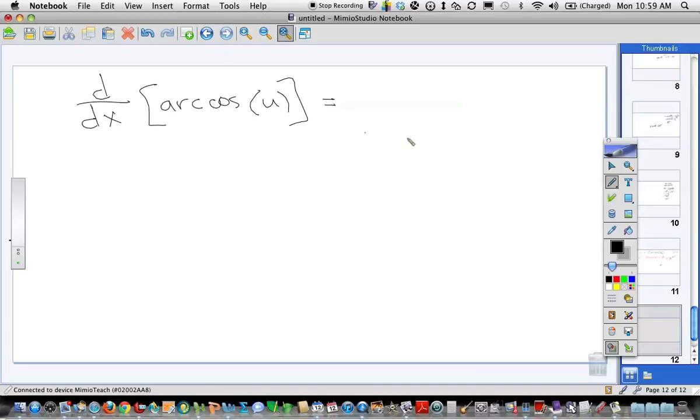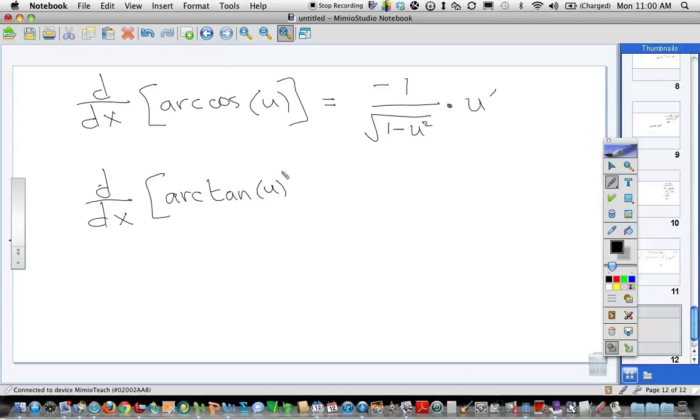If you see arc cosine, it's exactly the same, except it's got a negative 1 on top, which fits the pattern of what we've done before. The cofunctions are negative. The derivative of cosine is negative sine. The derivative of arc cosine has a negative on it. And then the other one we will do is arc tangent. And that is 1 over 1 plus u squared times u prime, and there is no square root on that one. There is no square root on arc tangent.